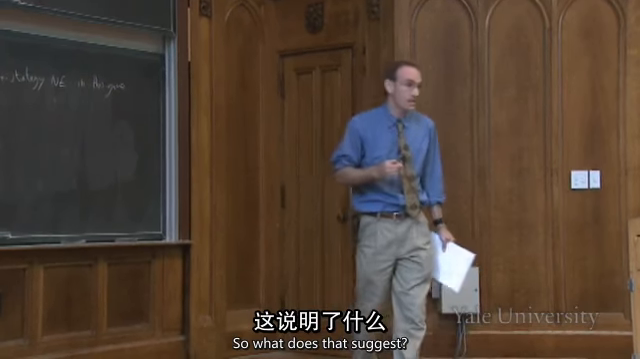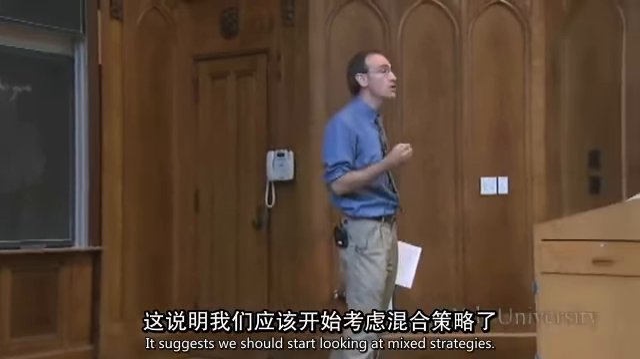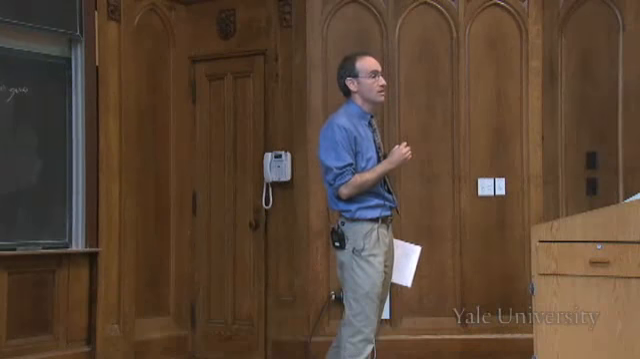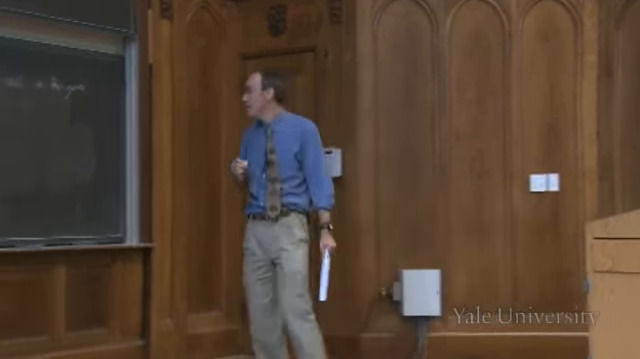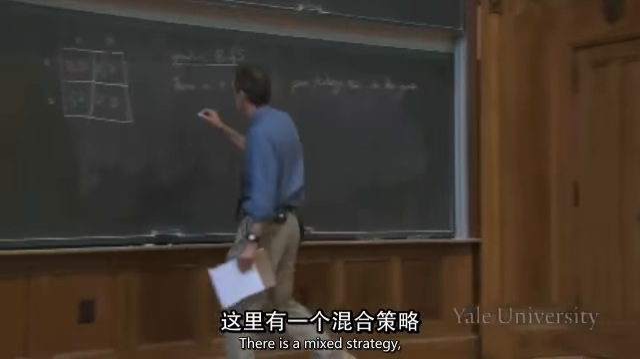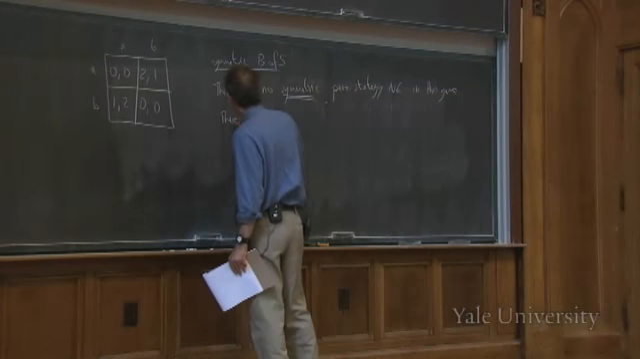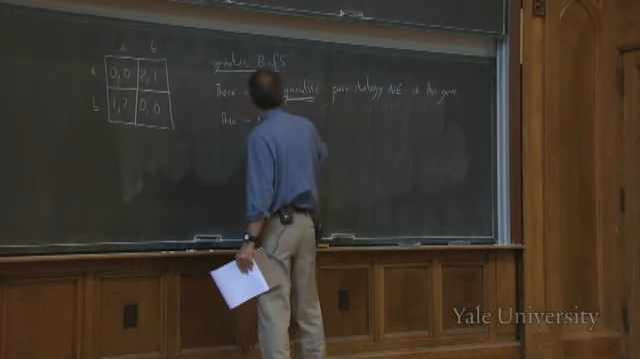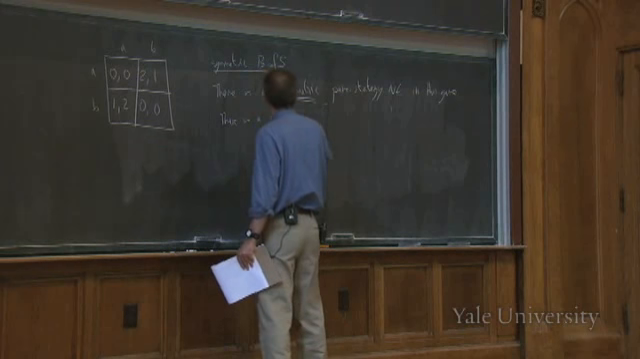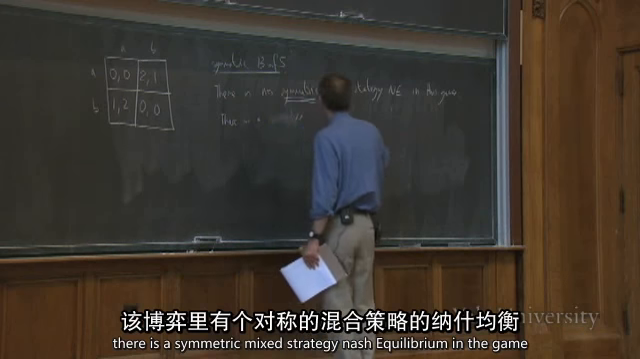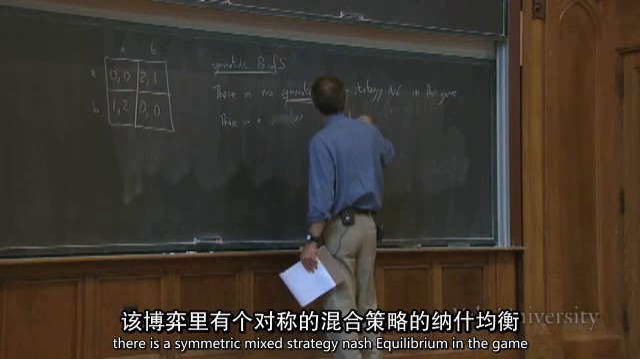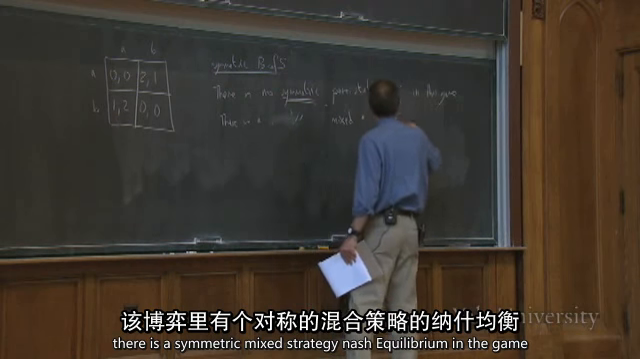So what does that suggest? It suggests we should start looking at mixed strategies. All right. There is a mixed strategy. Let's have the word symmetric first. There is a symmetric mixed strategy Nash equilibrium in the game.